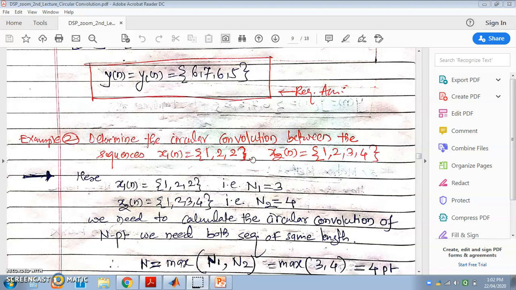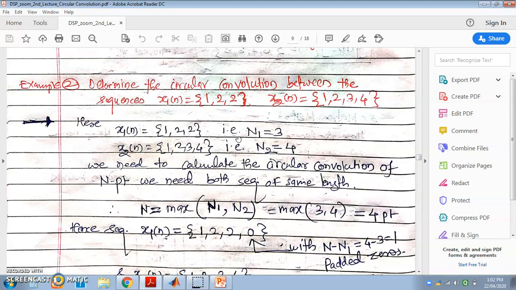The first sequence is x1 of n is equal to 1, 2, 2. And the second sequence x2 of n is equal to 1, 2, 3, 4. So here we have two sequences but with different lengths. x1 has a length n1 equal to 3 samples. x2 of n has its length n2 equal to 4 samples.